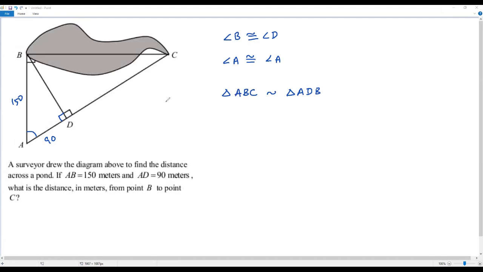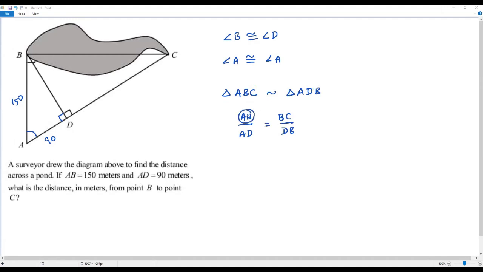Okay, here let me consider the side AB in the bigger triangle, because we have the length for AB. Let me write AB over here. What is the corresponding side for AB in the smaller triangle? That is AD. We have to consider that as at the same position. So AB over AD. Now let me consider the side BC of the bigger right triangle. The corresponding side of the smaller right triangle is DB. BC over DB. Since these two triangles are similar, the ratios of the corresponding sides must be equal.